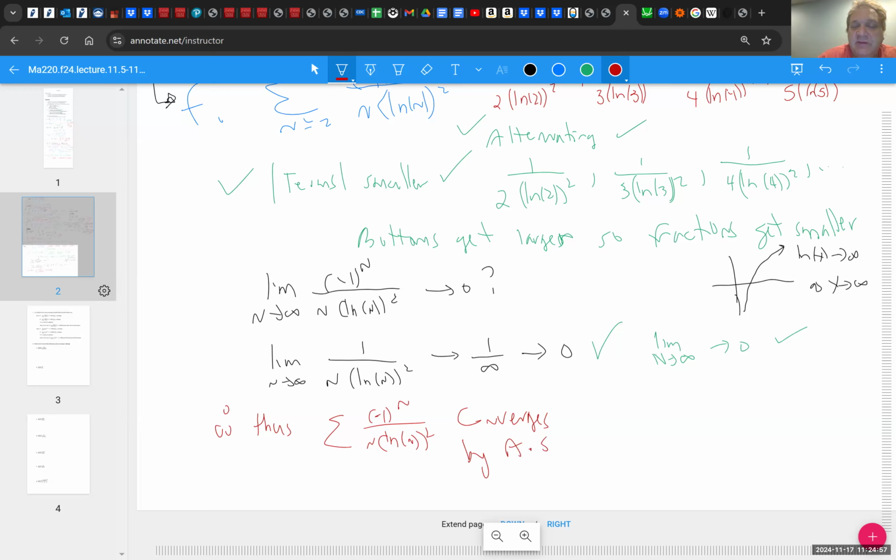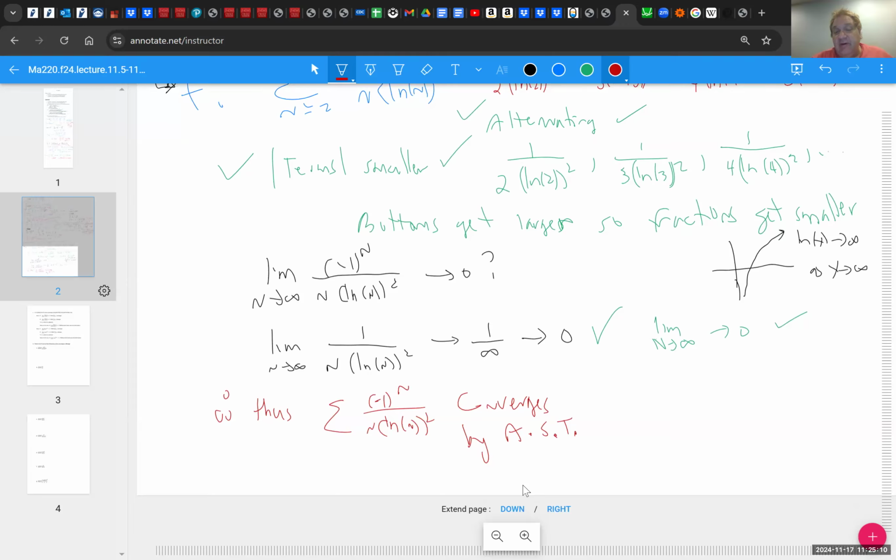We're supposed to say the reason why we know it converges. So the reason I know is we did the steps of the alternating series test, and it passed all those components, so we know that it converges. And because it converges by the alternating series test, we have our bonus question.